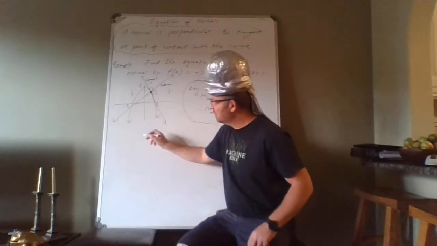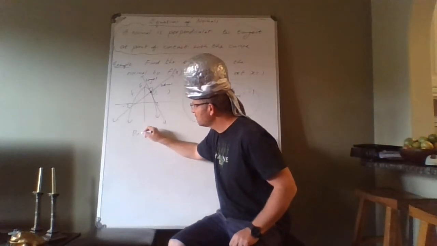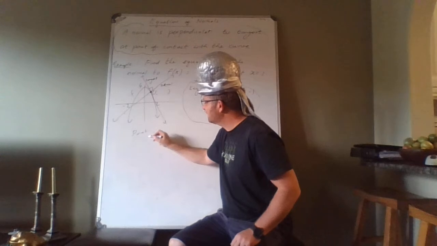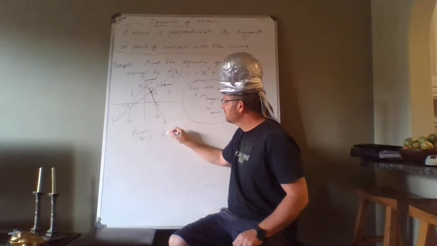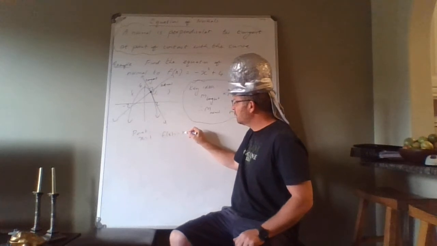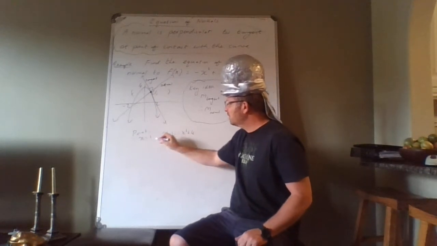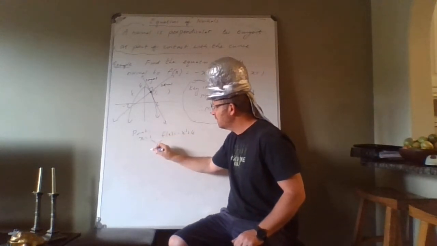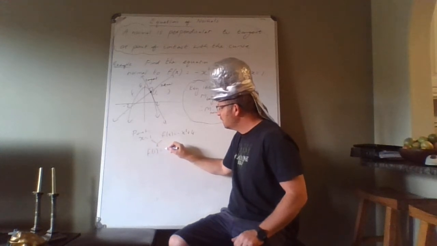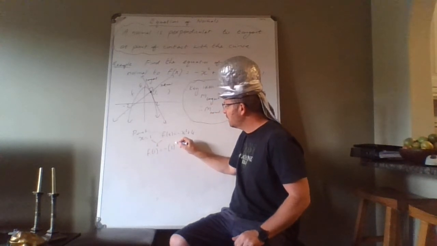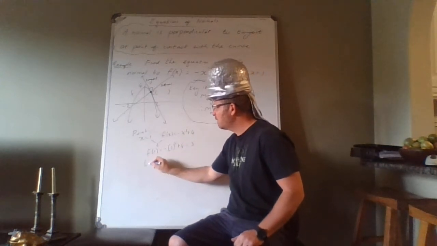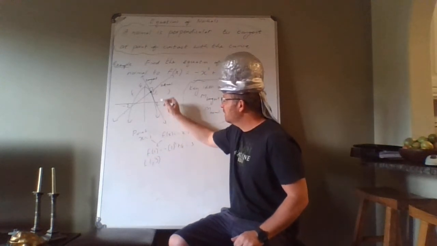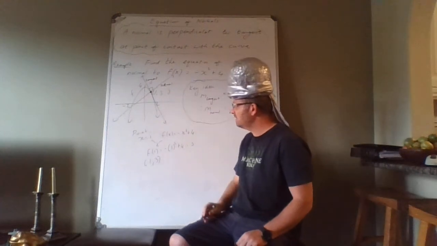Right. So your point of contact happens at x is equal to 1 on the curve f of x is equal to negative x squared plus 4. If you combine those two things, we're looking for the point f of 1, which is negative 1 squared plus 4, which is equal to 3. So our point is (1, 3), which is over there, which makes sense.